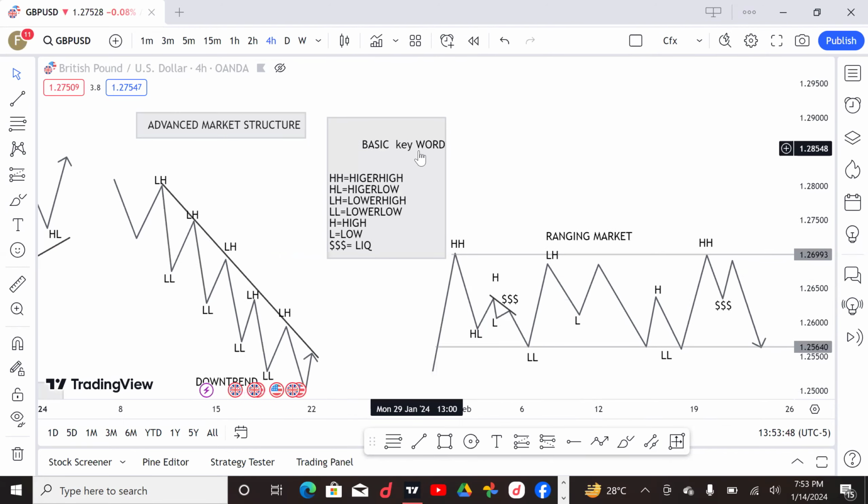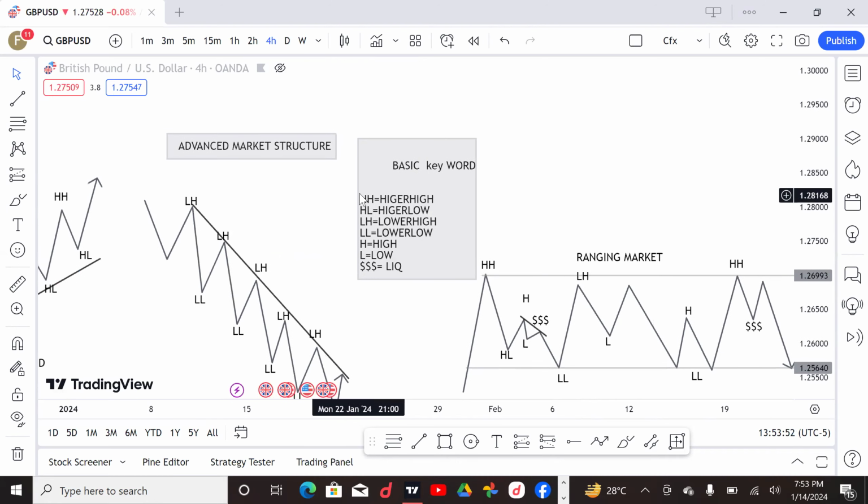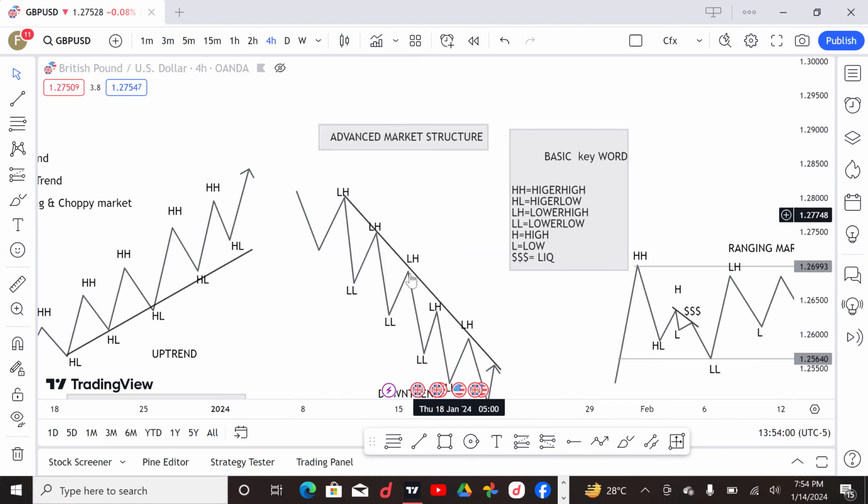And remember, I said you have to know these basic keywords, which are the higher high, the higher low, the lower high, the lower low, the high, the low, the liquidity, right? So now, let's get into the advanced.